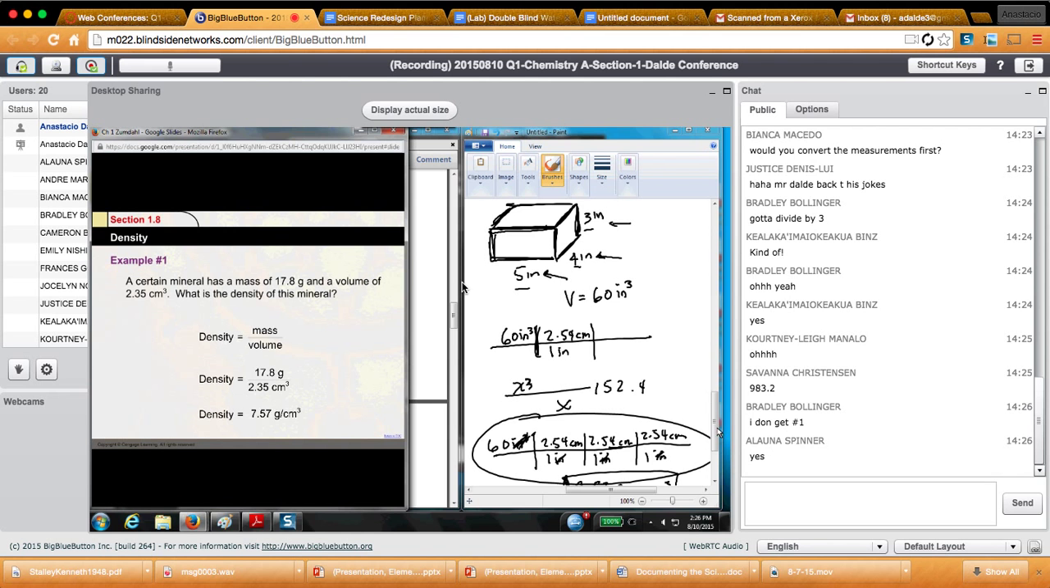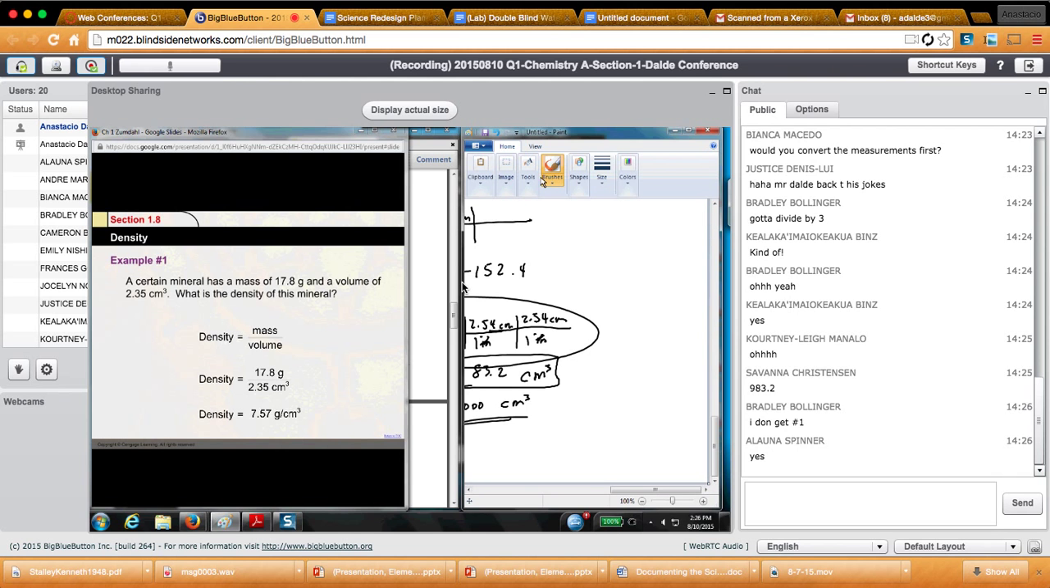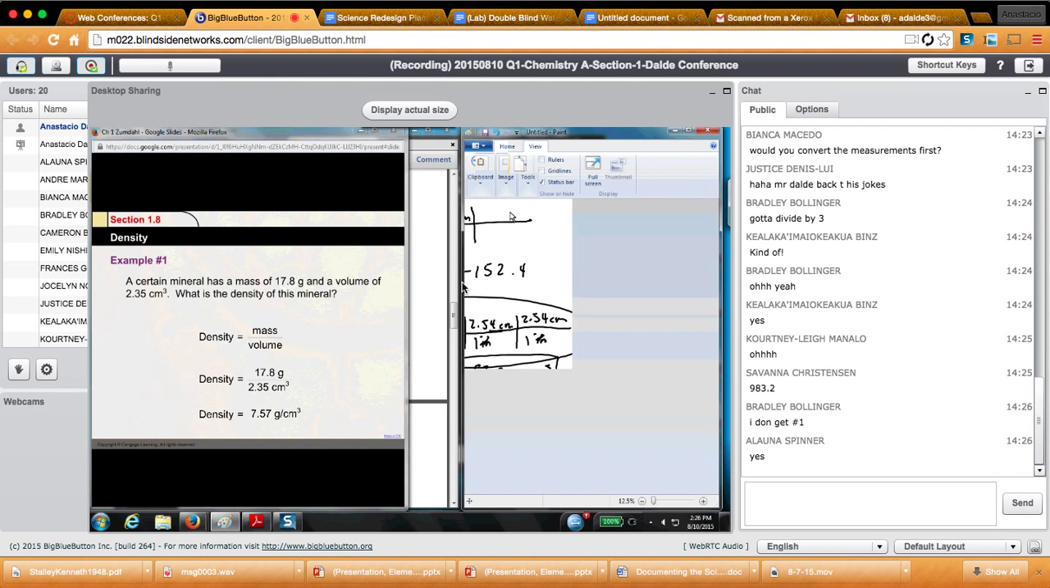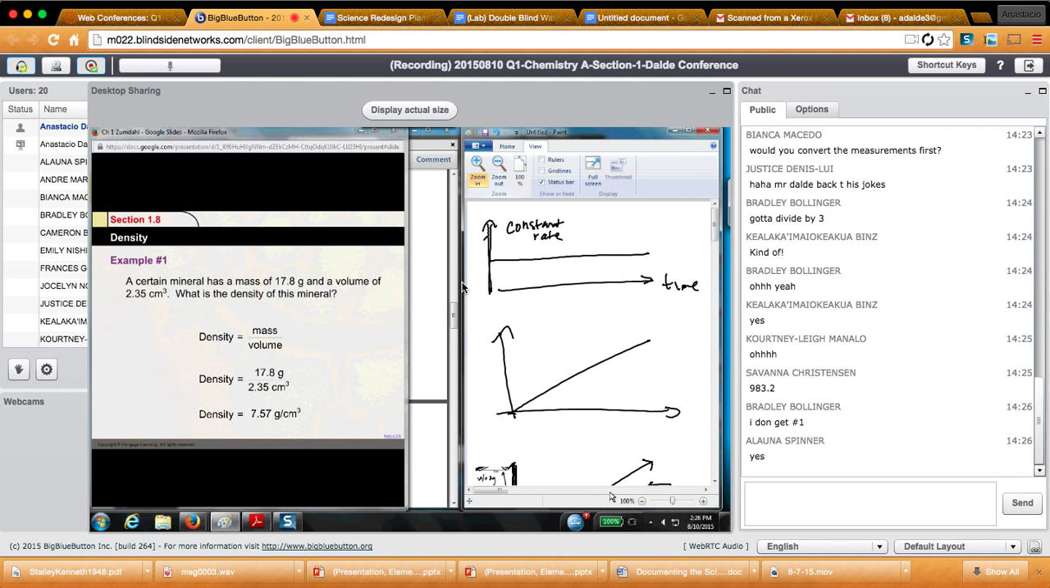A certain mineral. Okay, let's see. Let me zoom out. There we go. Let me make this big. Let me zoom back in. All right, here we go.